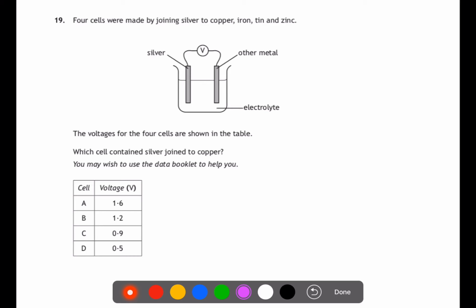Question 19. 4 cells were made by joining silver to copper, iron, tin and zinc. And we've got voltages shown in the table. Which cell contained silver joined to copper? So if we look at the data book, we'll find that silver and copper are the two closest together metals of this selection, which means that the voltage that they produce will be the smallest, which is D.